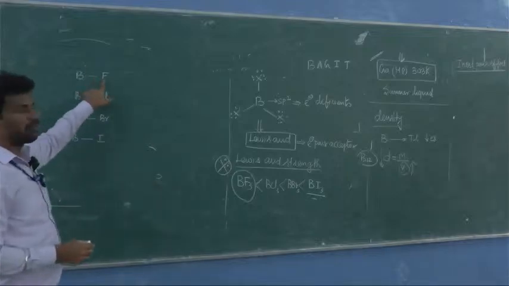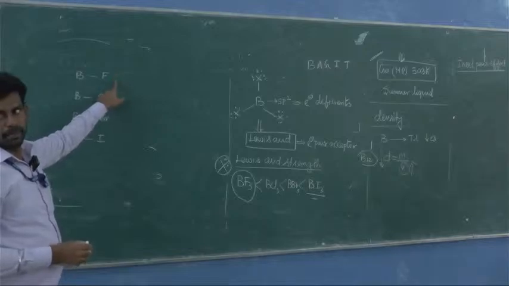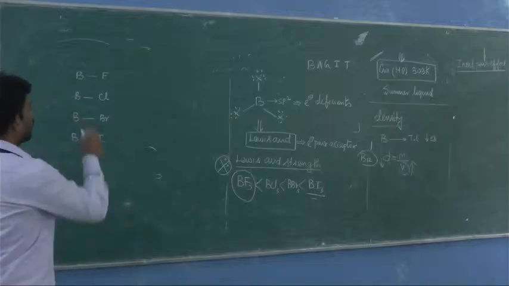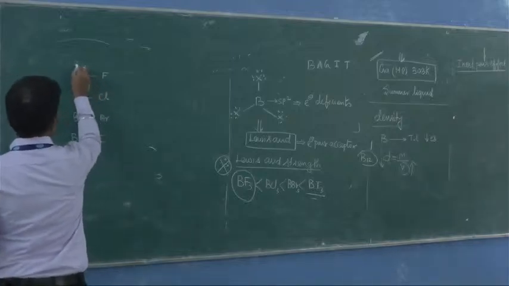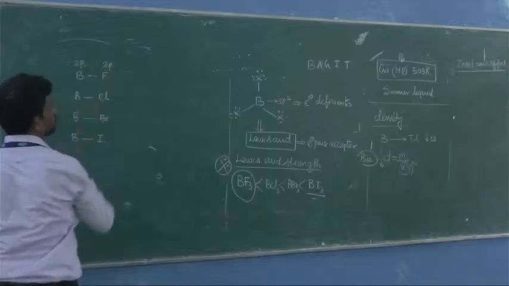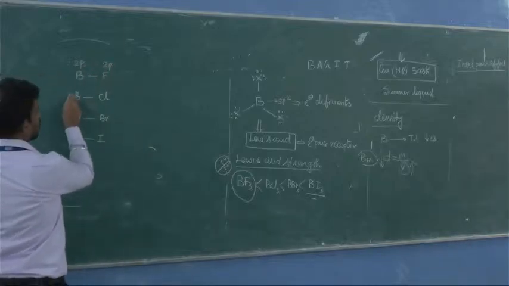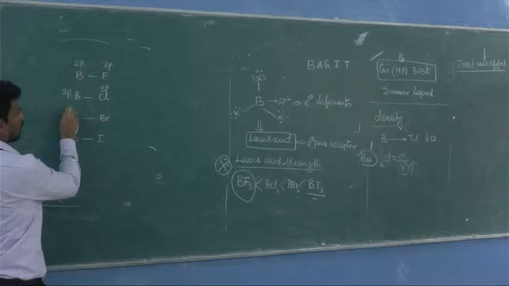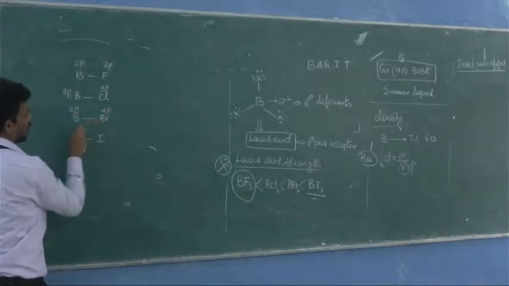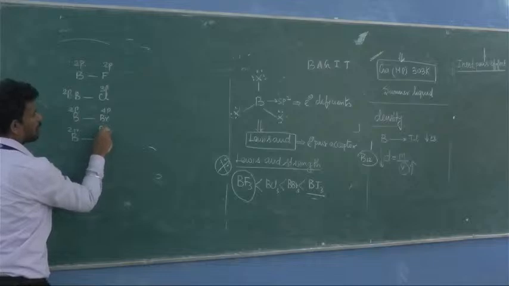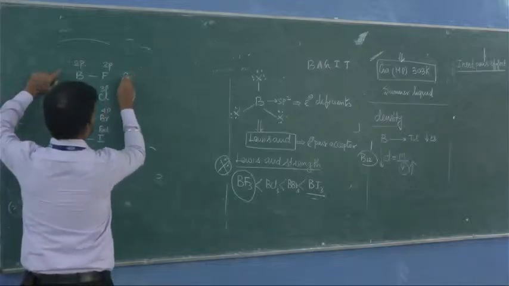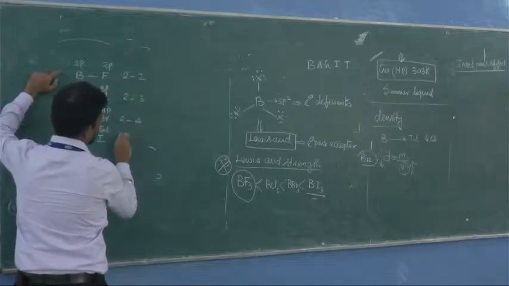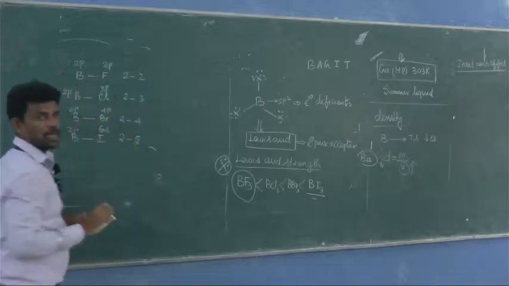What bond is there here? In BF3, boron and fluorine; in BCl3, boron and chlorine. Boron has the 2p orbital participating. Fluorine has 2p, chlorine has 3p because it is the third period, bromine has 4p, and iodine has 5p. Is it clear? So the combinations are 2-2, 2-3, 2-4 and 2-5. Yes or no?